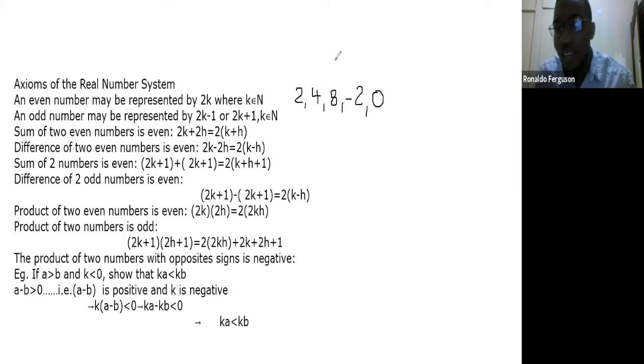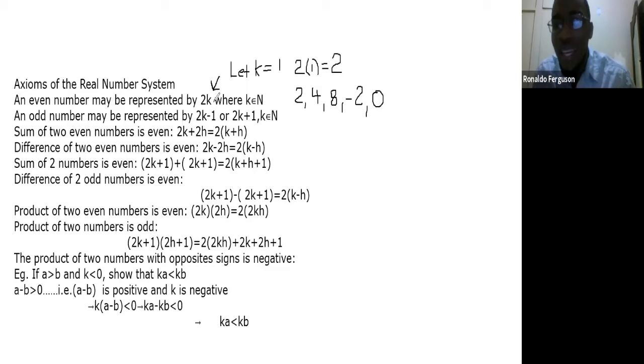Any even number can be expressed as 2k, right? And why is that? Because let's say k is equal to 1. If k is equal to 1, 2 times 1 is going to give you the number 2, and 2 is an even number.